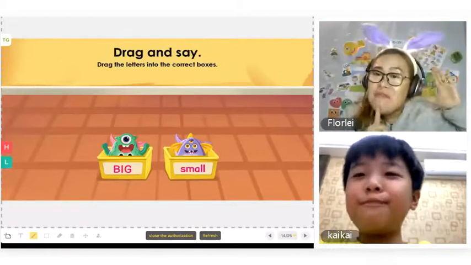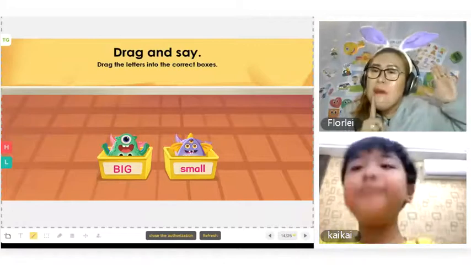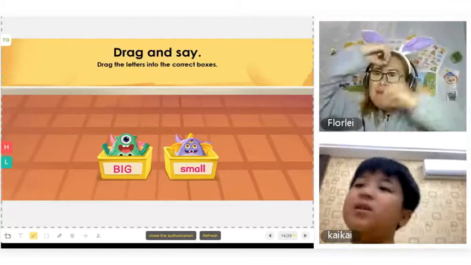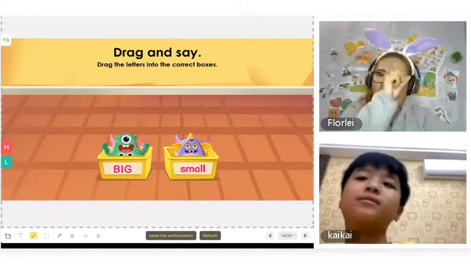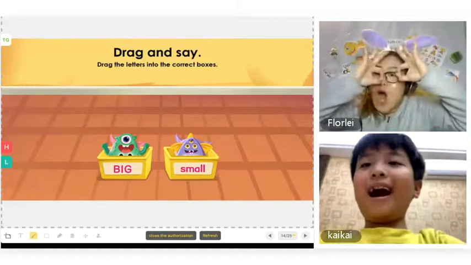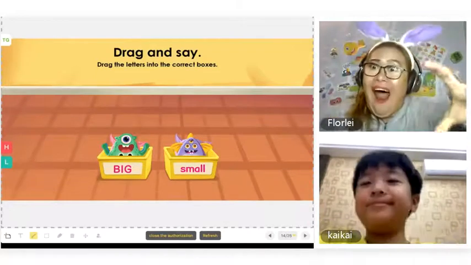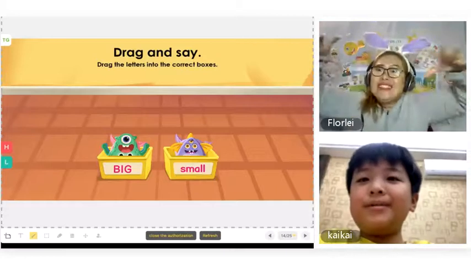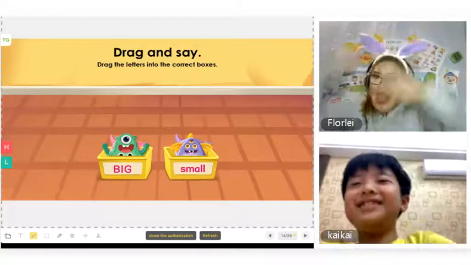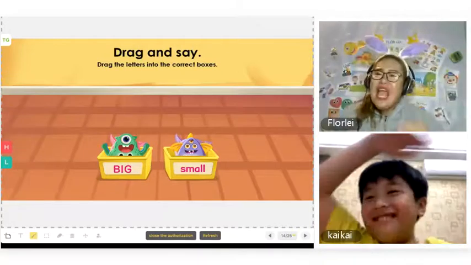Monster. M is for monster. Look at the monster. The monster has three eyes. One, two, three. Monster. What does the monster say? Monster. That's a monkey. That's your favorite monkey.